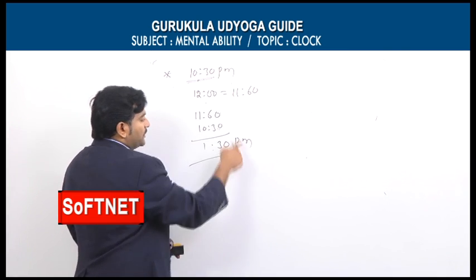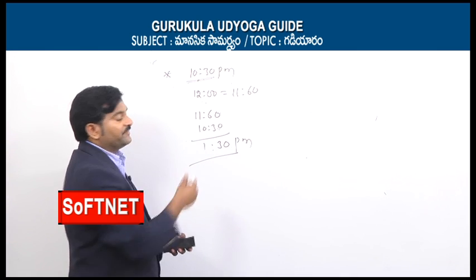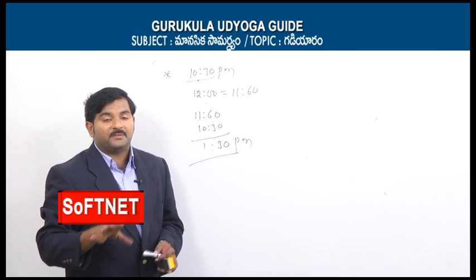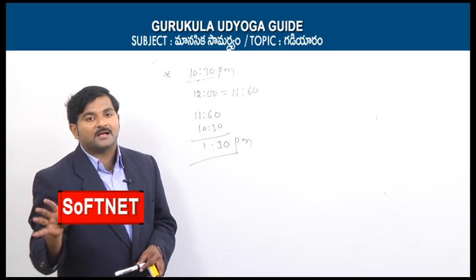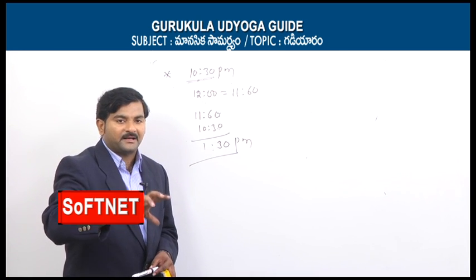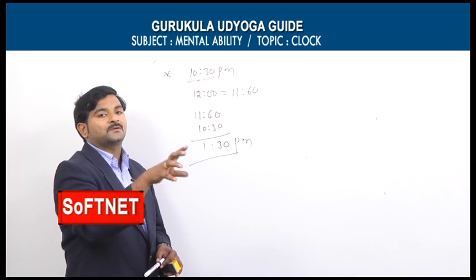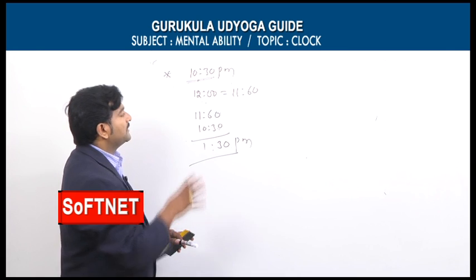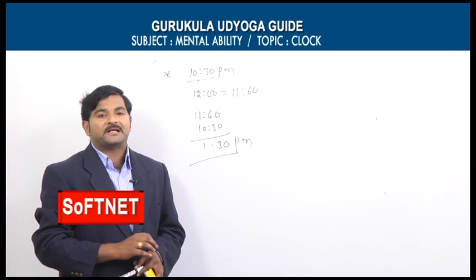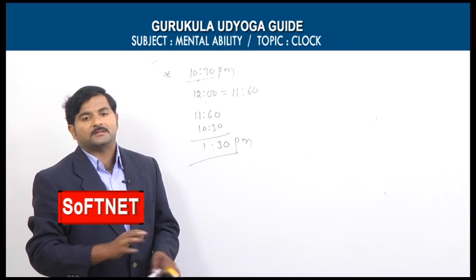If it is pm, you have to write pm. For example, if it is am, you have to write the am. Sometimes he may give the mirror image time and ask you to find out the real time. Whether he gives real time and asks you to find mirror image time, or gives mirror image time and asks you to find out the real time, the formula is same. Simply what you have to do, you have to subtract from 11:60, that's it.